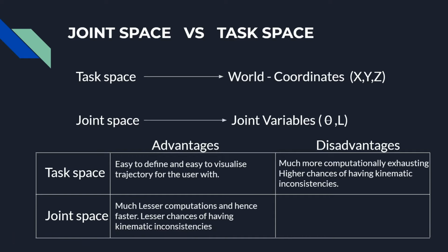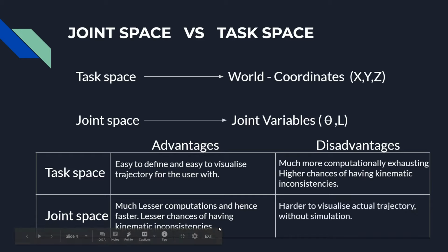But to find out what your joint space trajectory should be, you will have to apply inverse kinematics. But the number of times you have to apply inverse kinematics is much lesser compared to if you were to do the entire thing in the task space. And the disadvantage of joint space is that we cannot really visualize the trajectory without actually simulating it, or it's much harder to visualize. Some people would be able to visualize it, but it would be much harder.